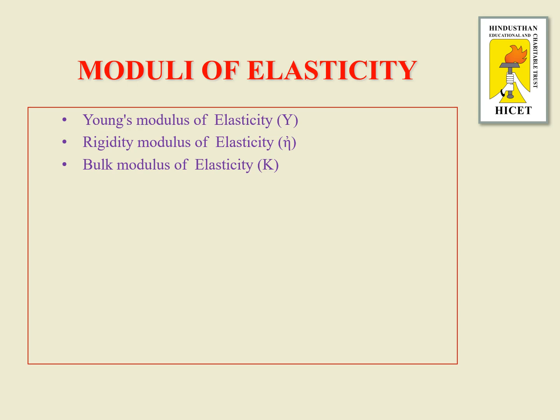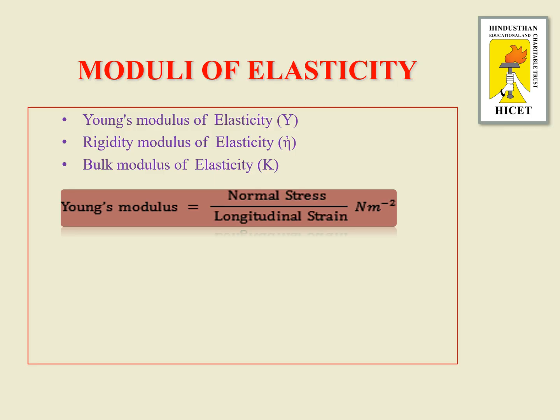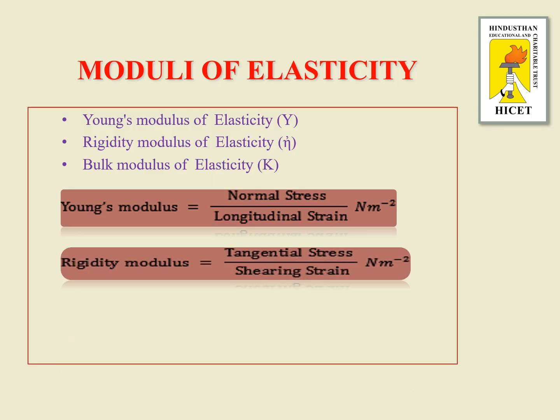Let us see the types of moduli of elasticity. That is, Young's modulus of elasticity Y, rigidity modulus of elasticity eta, and bulk modulus of elasticity, which is denoted by K. Let us see what is Young's modulus. Young's modulus is equal to the ratio between normal stress to longitudinal strain. The unit is Newton meter to the power minus 2. And rigidity modulus of elasticity, denoted by eta, is defined as the ratio between tangential stress to shearing strain. Its unit is Newton meter to the power minus 2.